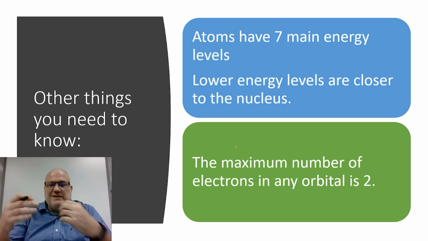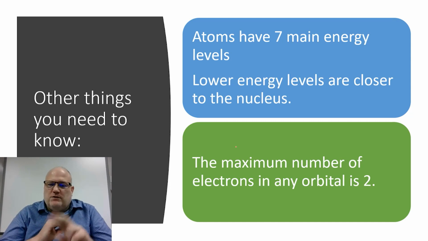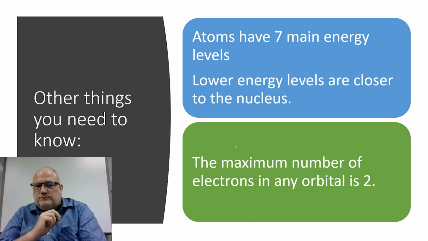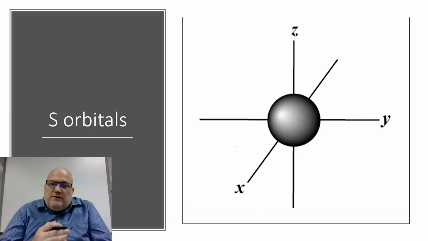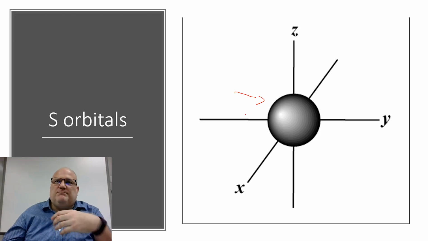The other thing that's really important is that no matter which orbital, no matter how complex or how simple or how large or how small your orbital is, the maximum number of electrons in any one orbital is just 2. Now, let's go through the different shaped orbitals. These are things that we've seen before. The s orbital is the most simplistic orbital. It literally looks like a sphere, and s orbitals always come in sets of 1. In other words, you only have one shape of s orbital.